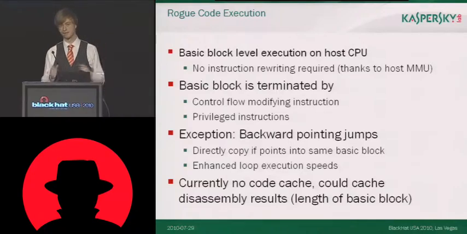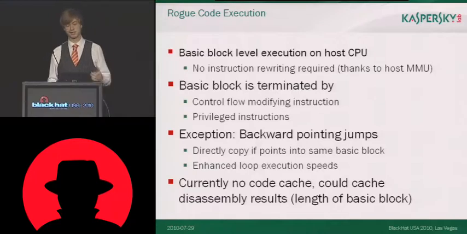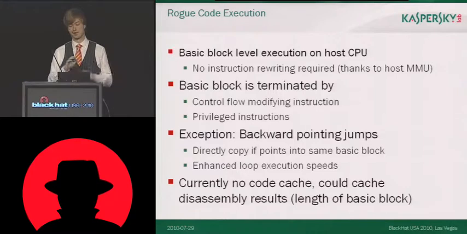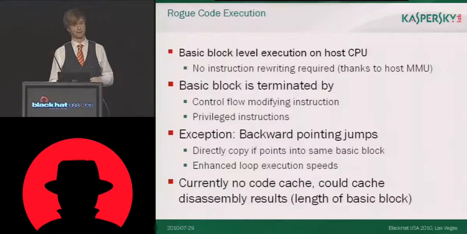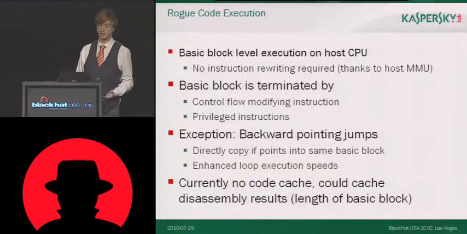But I ignore that, because if we just jump back into this code and don't create an additional basic block, we again have some performance improvements for loops and stuff like this. So if there is a backward pointing jump into the same block we're currently analyzing, we just directly copy the whole thing instead of adding an additional basic block. So loops are very fast, at least small loops that are not very complicated. And currently, with the current implementation, I don't implement any code caching because I don't do instruction rewriting, so the execution of a basic block doesn't require a lot of analysis code.